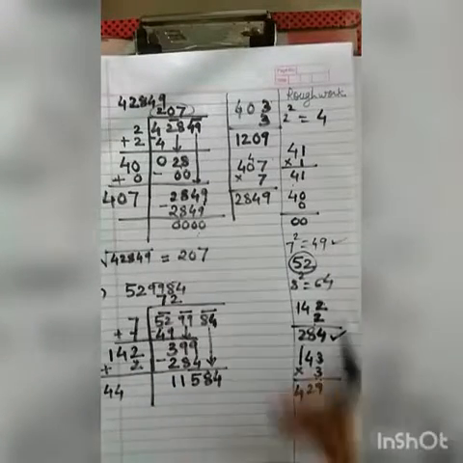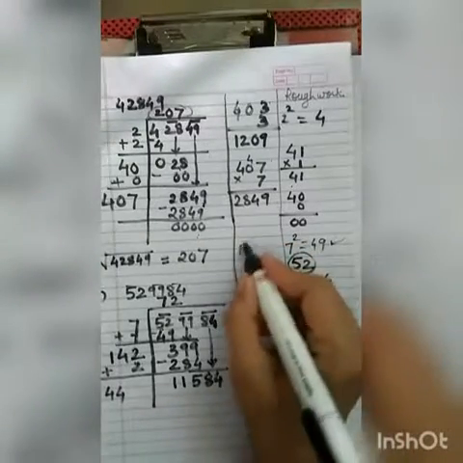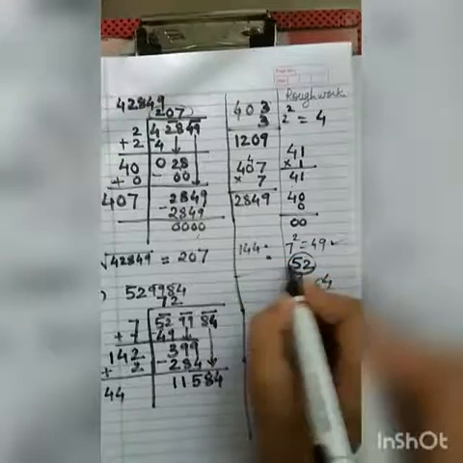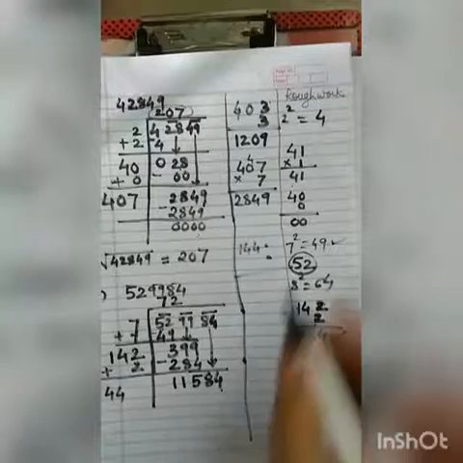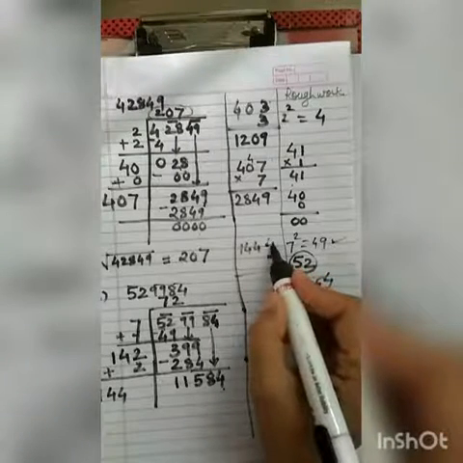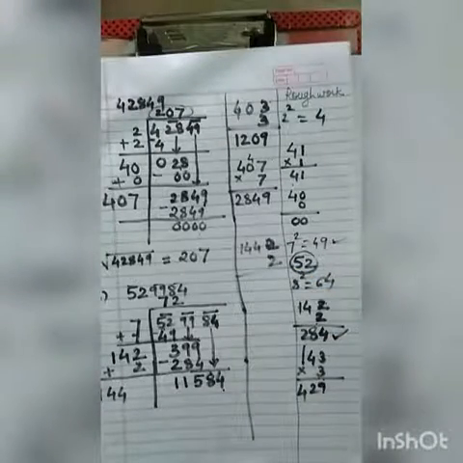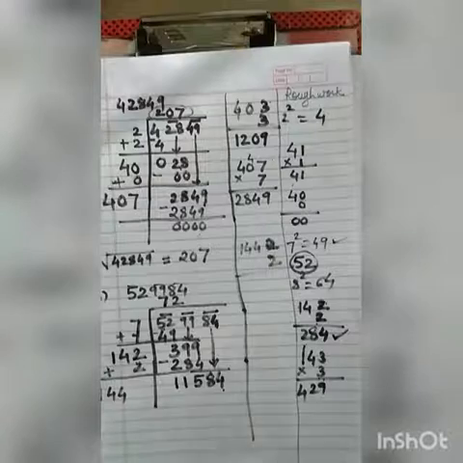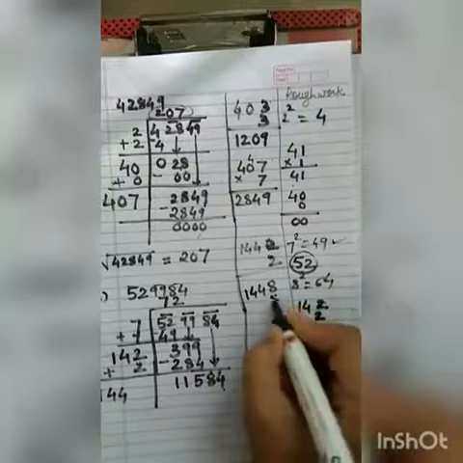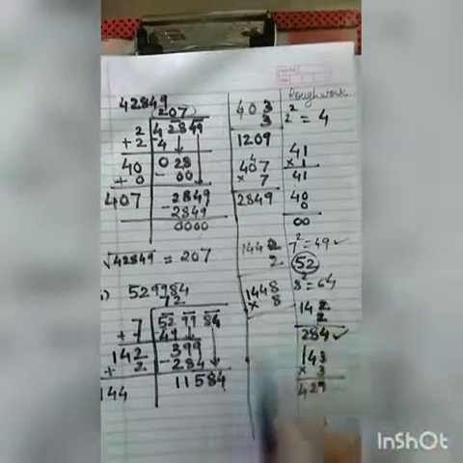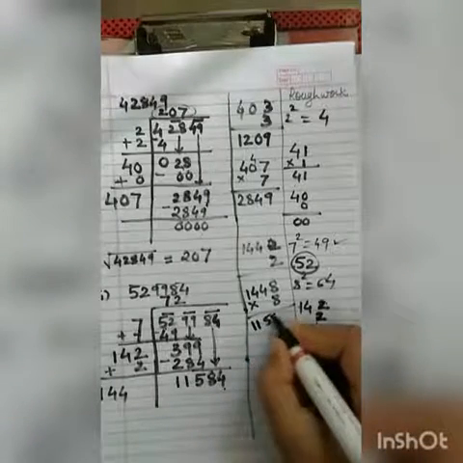Now we have to multiply 144 by a number such that it gives you 11584. As the last digit is 4, I know that by 2 or 8 I am getting 4. By 2 it will be so small. So instead of 2 I will go with 8. When I multiply by 8, I am getting 11584.